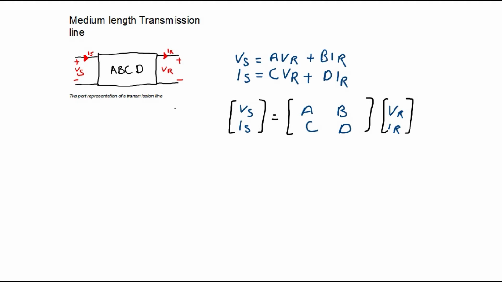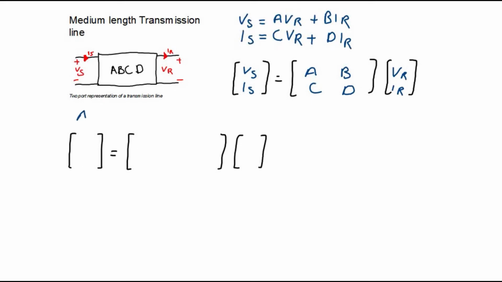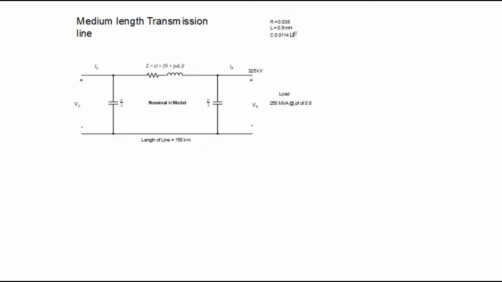The ABCD parameters apply to linear, passive, bilateral two-port networks with the following relationship: AD minus BC equals 1. Thus the receiving end quantities can be expressed in terms of the sending end quantities as follows. The line-to-line voltage is equal to 325 kV at 50 Hz and the load is consuming 200 megawatts and 150 MVar.